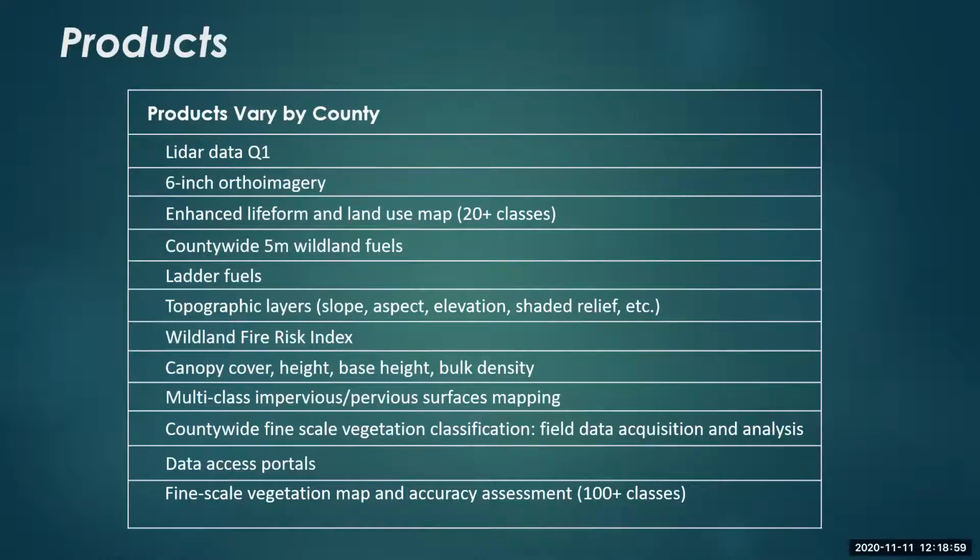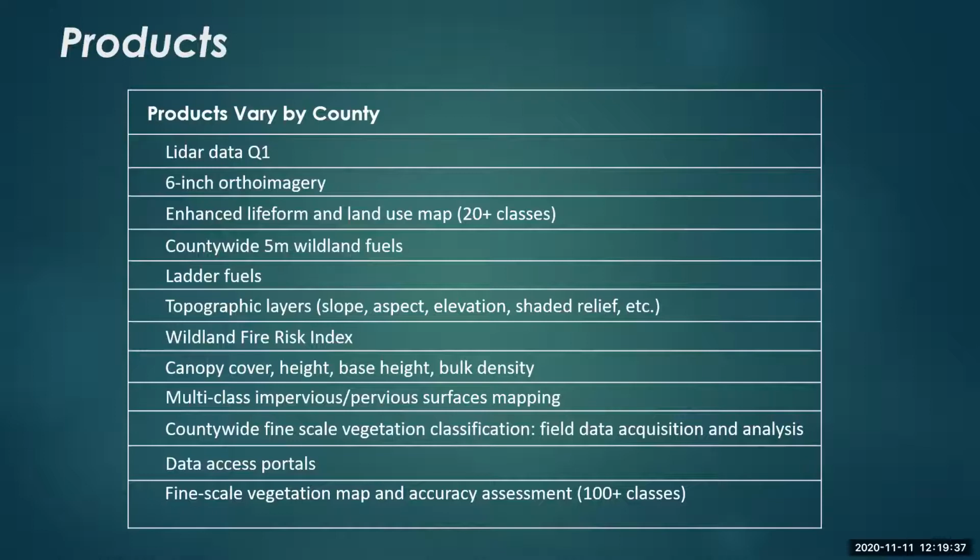For Santa Cruz and Santa Clara counties, we are also building a wildland fire risk index, which is a very complex layer that brings in weather factors, ignition factors, and then fuel to show across the landscape what the risk of wildfire is. Then canopy cover, height, base height, and bulk density. Those are all variables that go into wildfire models that some of you are familiar with, like FARSITE, so we also produce those. And impervious and pervious surfaces mapping, which is critical for flood control and flood management.